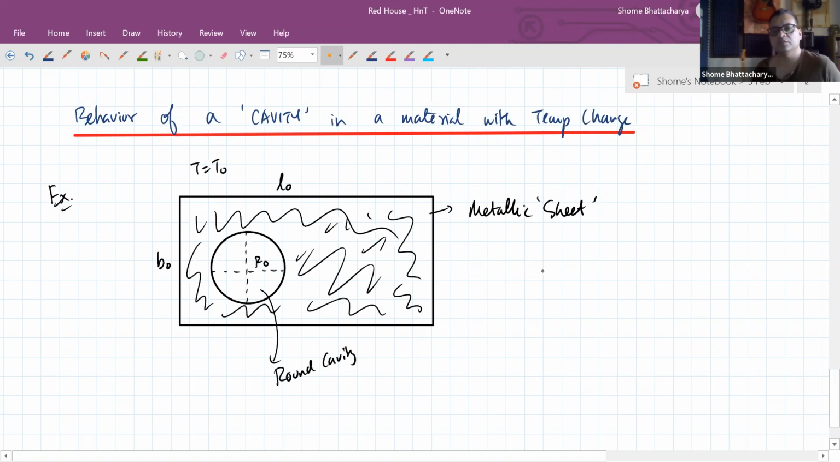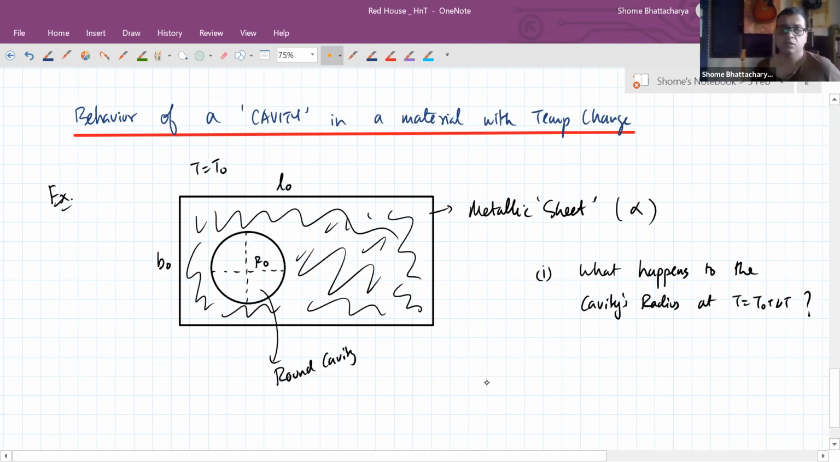Okay. So the first question let's try to answer is that what happens to the radius of the cavity when the temperature increases? What should happen to this thing? Okay, the metal has coefficient of linear expansion alpha, and then we'll discuss few more things. Yes, very good. The radius of the cavity will increase. Okay, so the answer to this is that the radius of the cavity should increase. Okay, very good. That's correct.